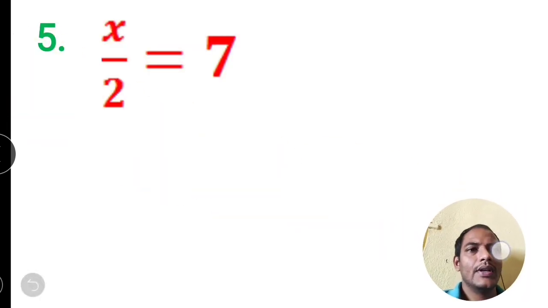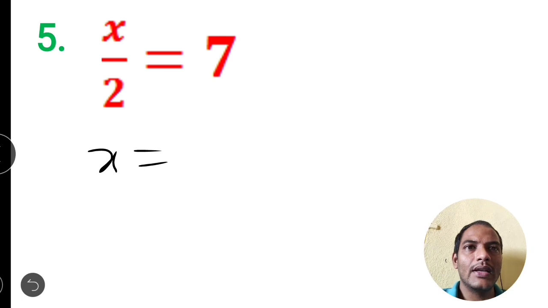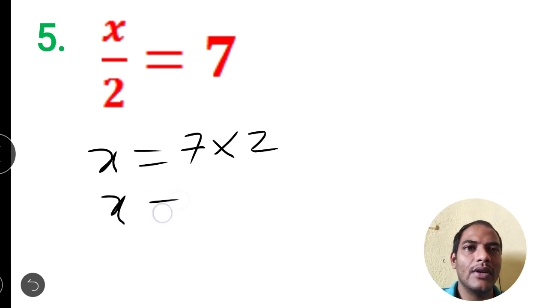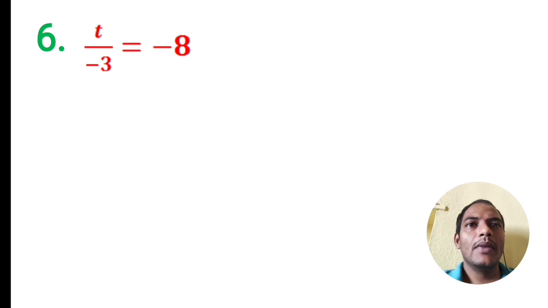Next, fifth question, x by 2 equals 7. So here x by 2, transpose 2 to the RHS side, because 2 is dividing on the LHS side. When you transpose to the RHS side, it will multiply with the RHS number, that is 7. So then x equals 7 twos are 14. So the x value is 14.